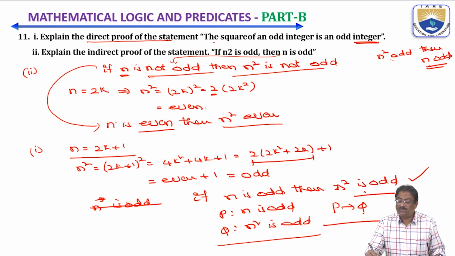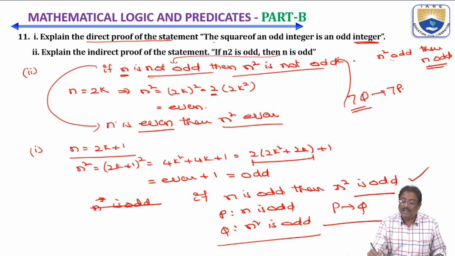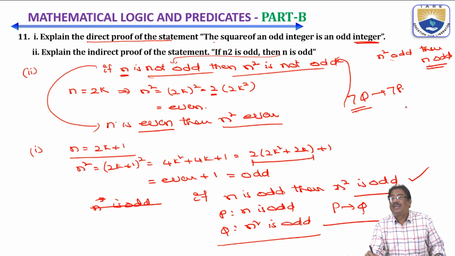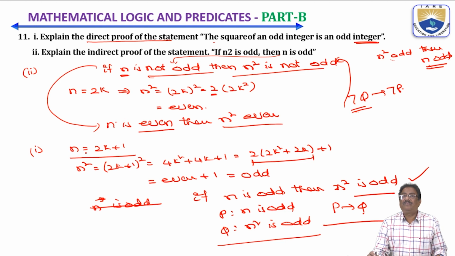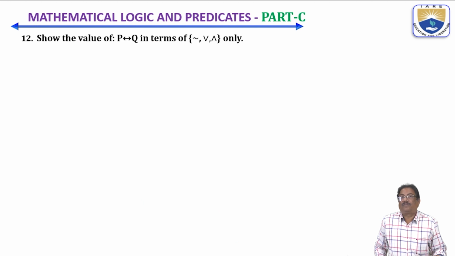Then what is the contrapositive for this? Negation of q to negation of p. That is, if n square is not odd, then we can say that n is not odd. So this is the way that we prove the direct and indirect proof of this.